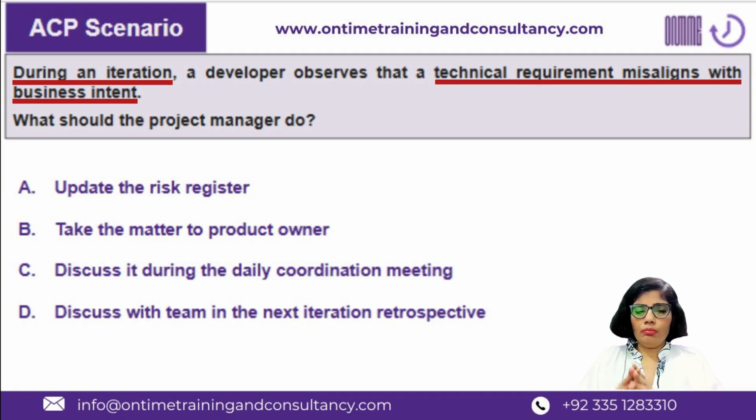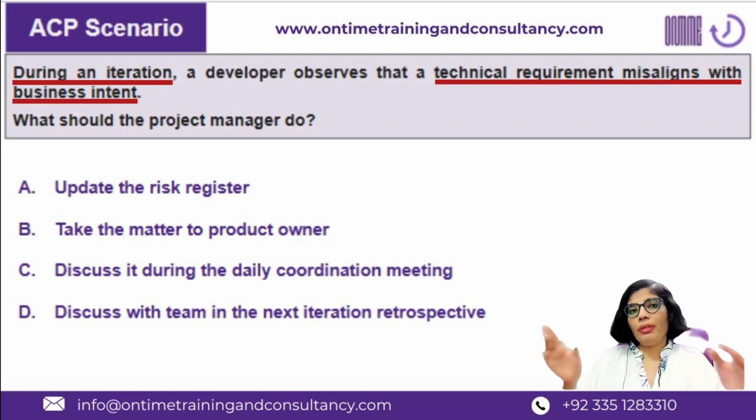It's a small scenario, but a very powerful one, I would say. So what's the context over here? The context is that during a sprint execution, a developer, and you can map it to just a team member, observes that a technical requirement, which could be related to any subject matter or domain expertise, engineering, coding, quality, documentation, architecture, anything, any technical requirement.